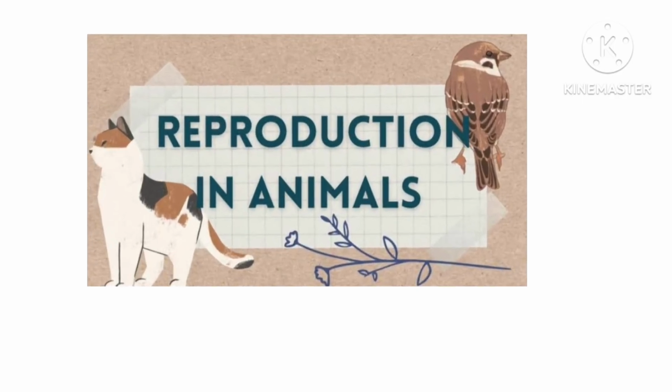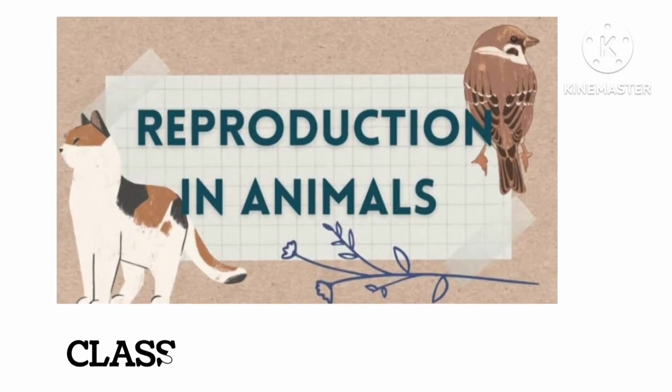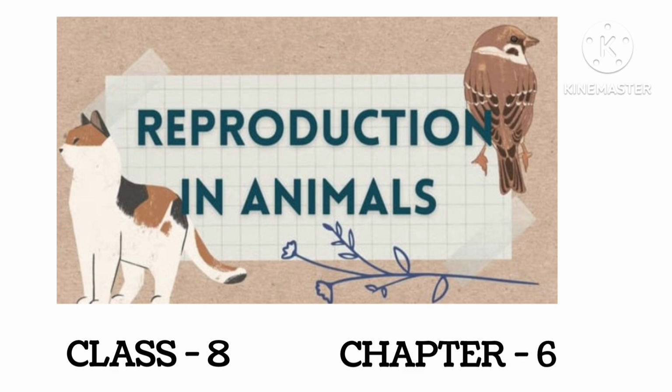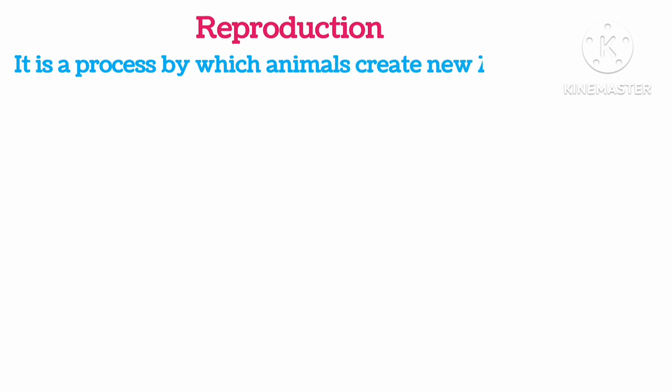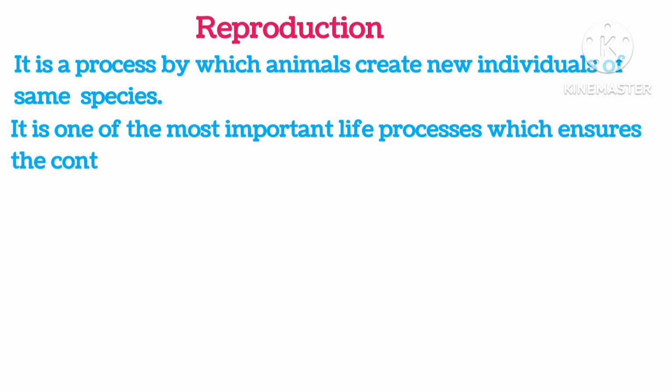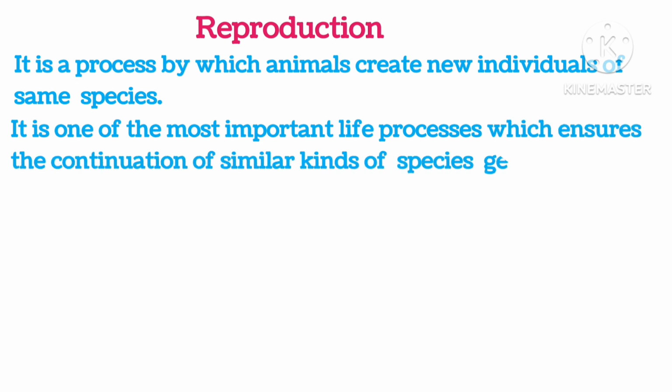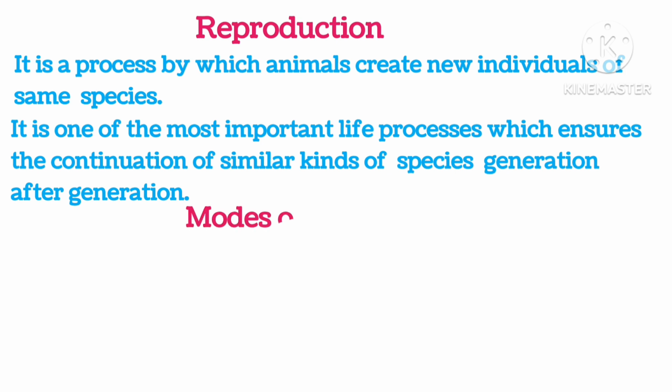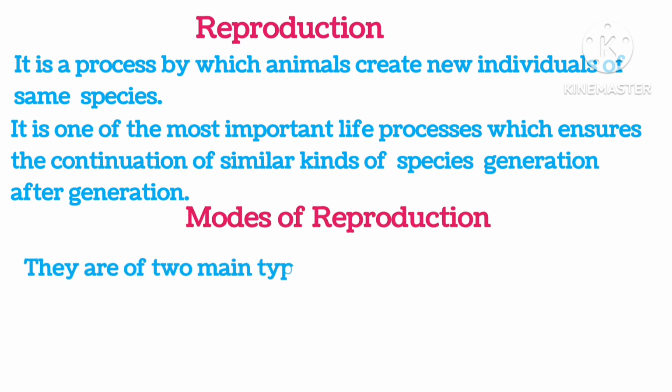Today's topic is reproduction in animals, class 8, chapter 6. Reproduction. It is a process by which animals create new individuals of the same species. It is one of the most important life processes which ensures the continuation of similar kinds of species generation after generation. Modes of reproduction. They are of two main types.